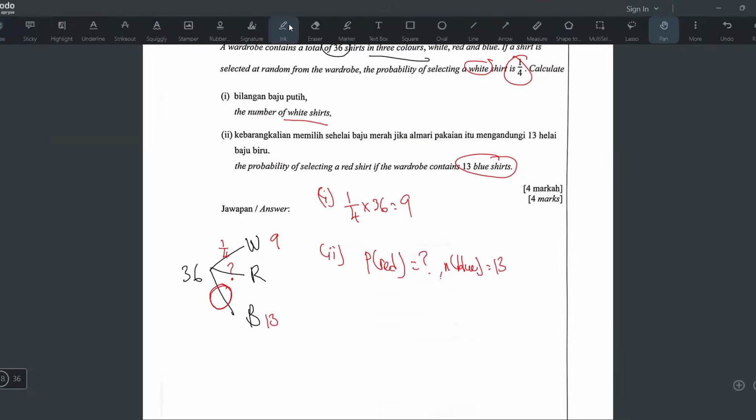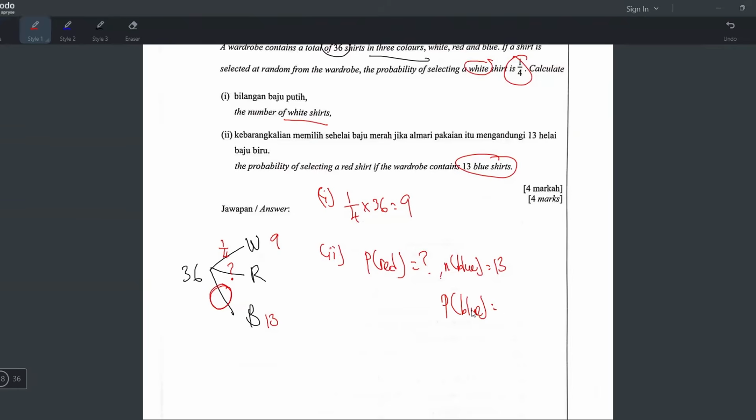Okay, so let's do that. So, first we have to find probability of blue dulu lah. But this is not the final answer. But you find this first, and then later ambil 1 minus. Okay, probability of blue will be, okay, number of blue 13 bahagi dengan jumlah 36. And then now probability of red. Okay, ini dah jadi 13/36. So nak jadi probability red 1 minus 13/36 minus 1/4. So tekan ni dapatlah jawapan.